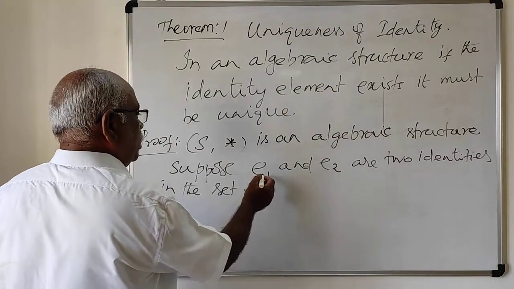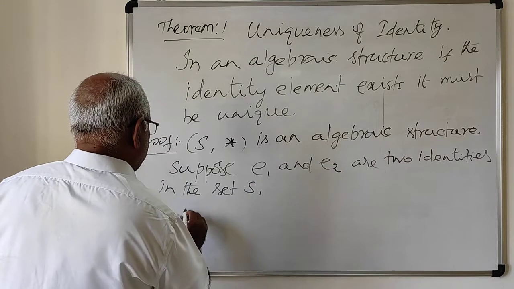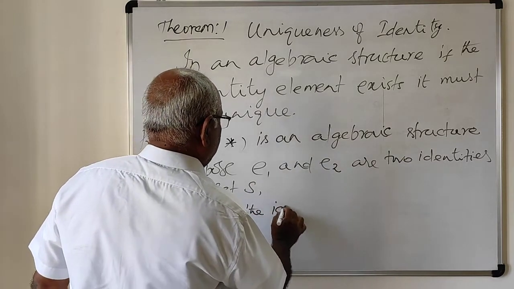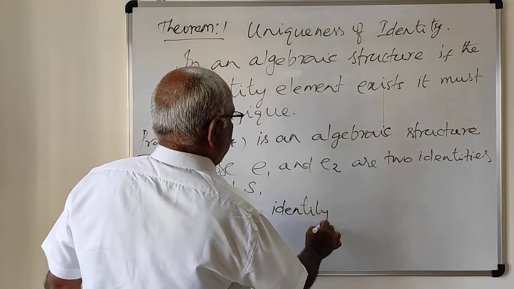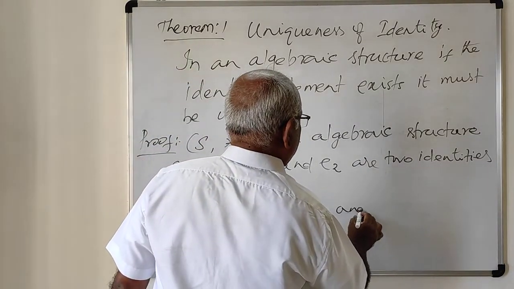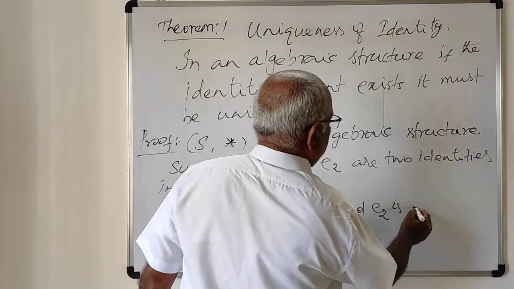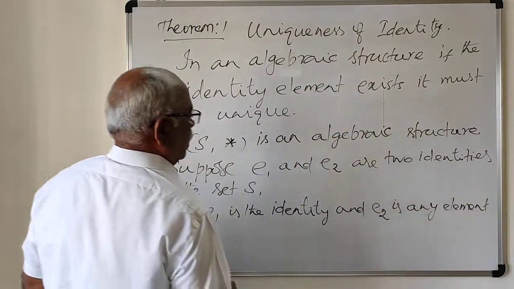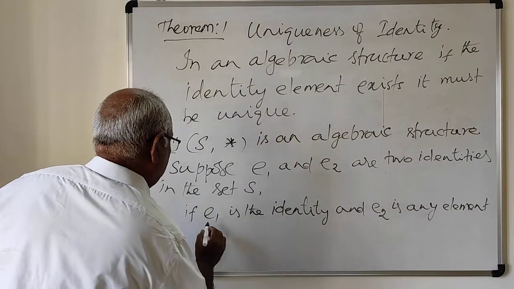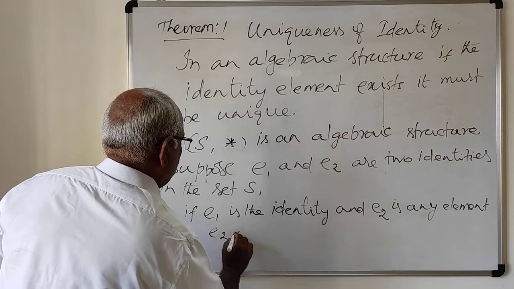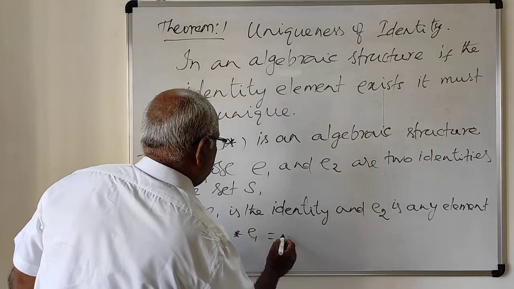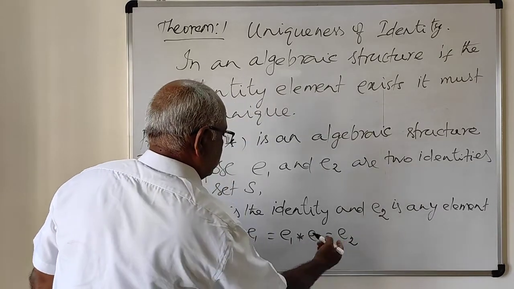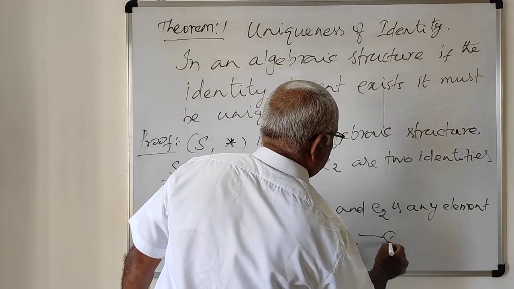First, if E1 is the identity element and E2 is any element in S, then E2 star E1 equals E1 star E2 equals E2, because E1 is identity. This is equation 1.